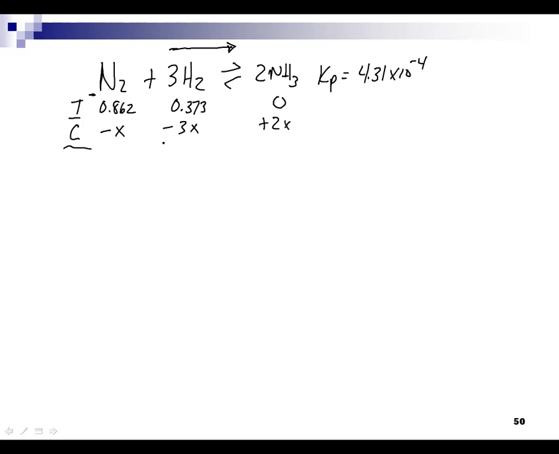This is going to get us at equilibrium: 0.862 minus x, 0.373 minus 3x, and 2x. Any questions on the table here?